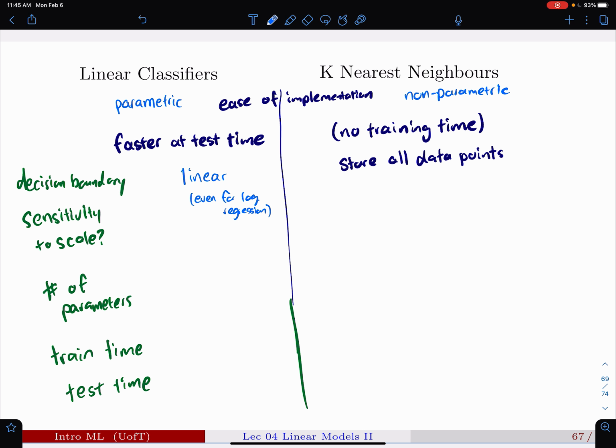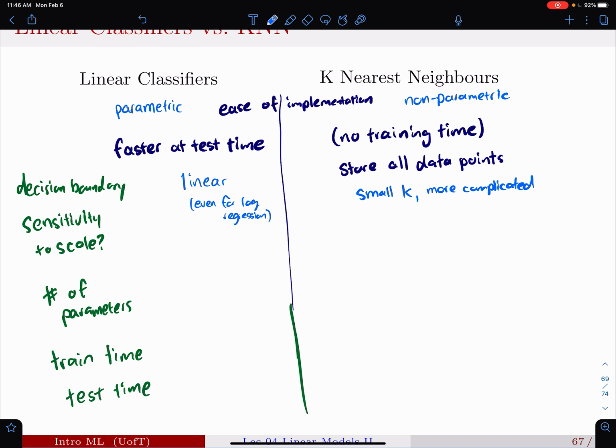While k-nearest neighbors, especially for small k, is going to be more complicated, right? You can think back to the pictures we drew before. Based on how the data points behave, k-nearest neighbors is going to end up with a much more complicated decision boundary.